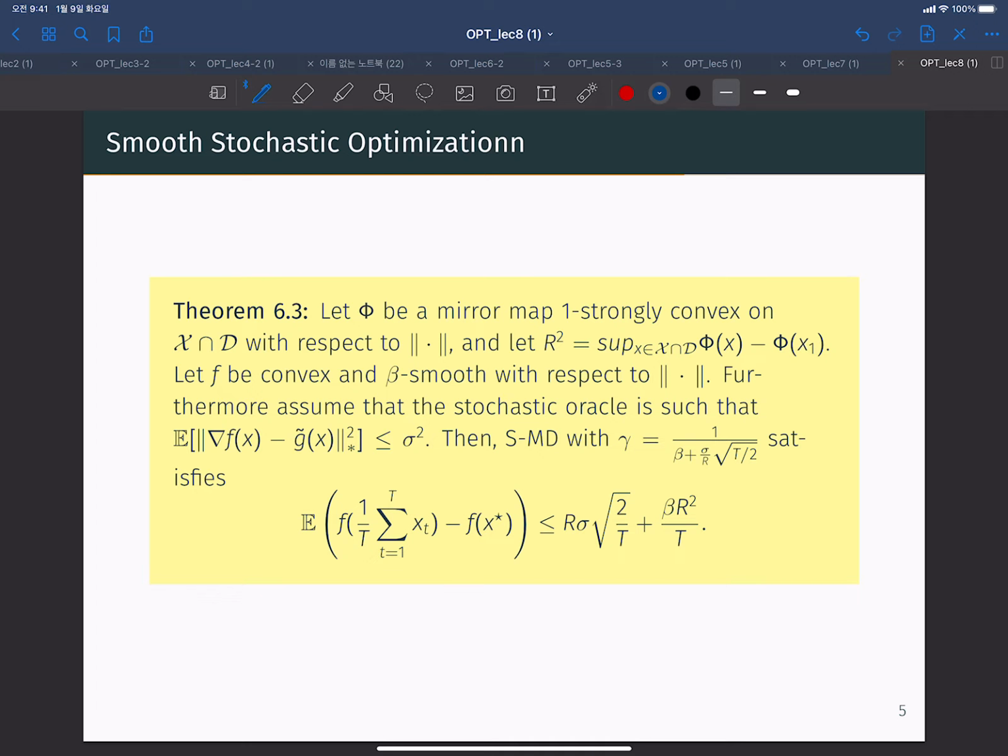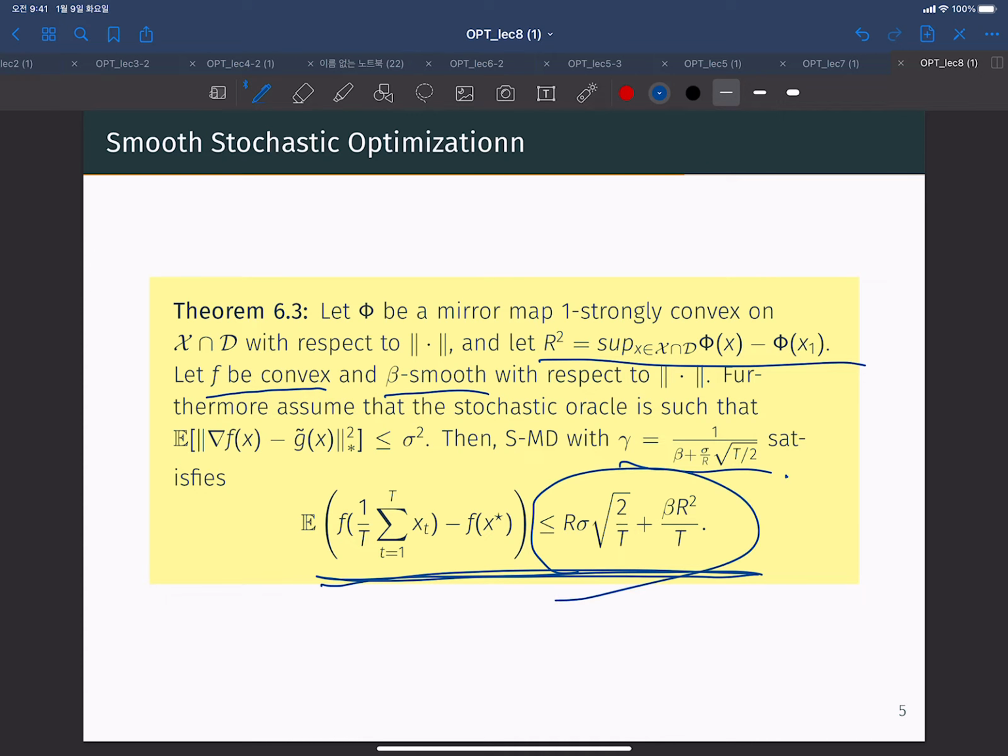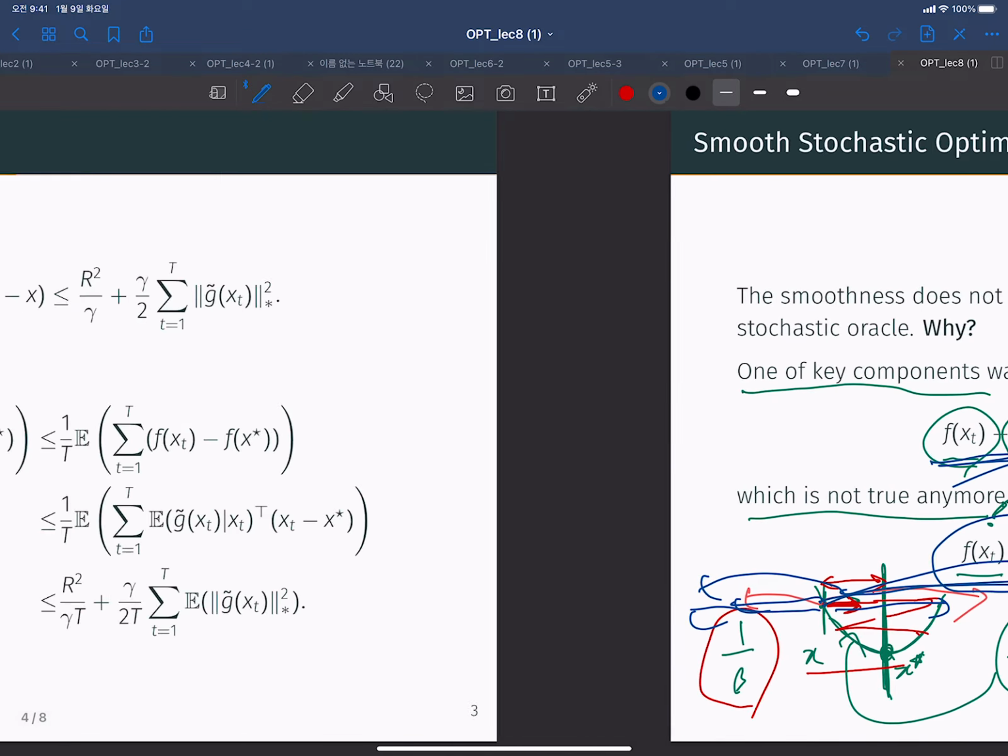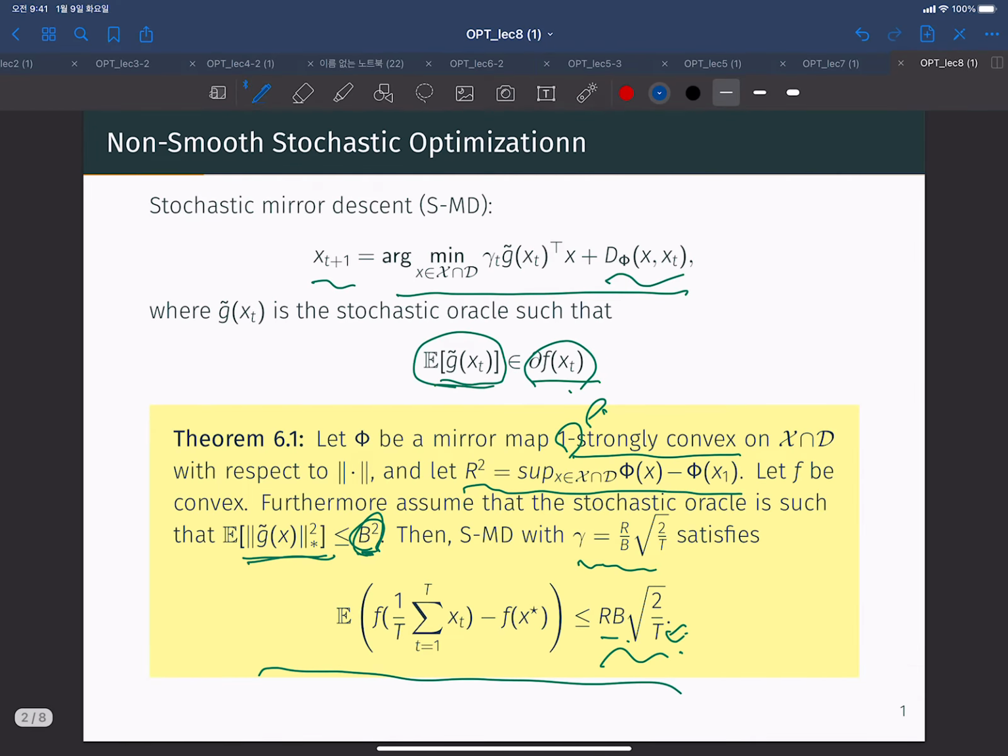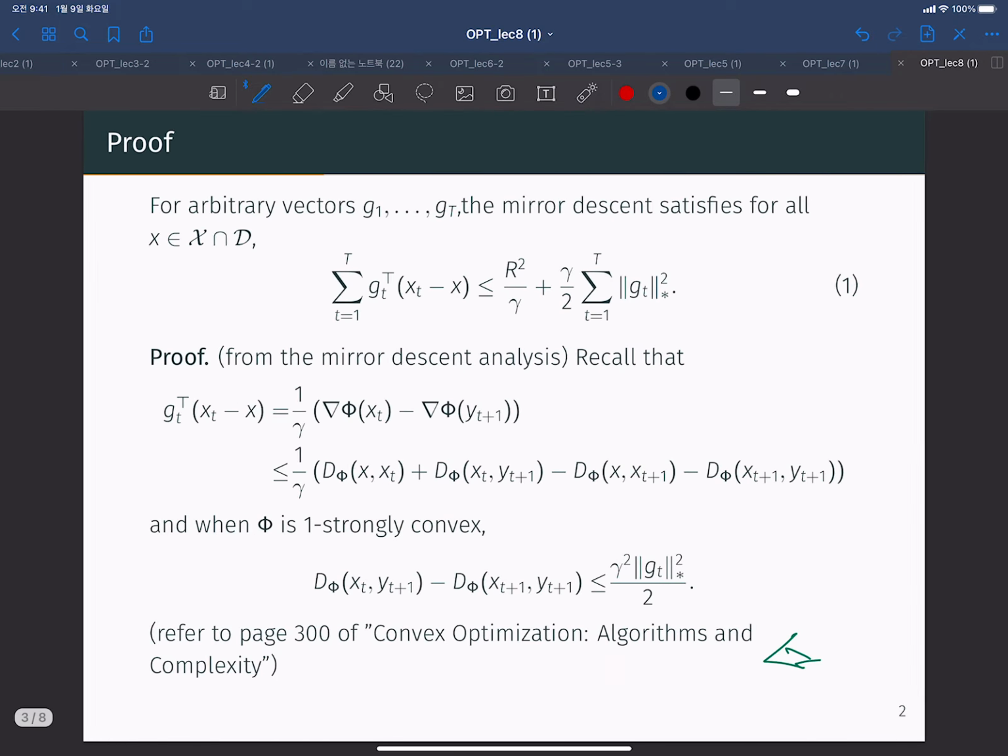Okay, theorem 6.3 also says a very similar thing. When you have the mirror descent algorithm with a one strongly convex function and this diameter, and your objective function is convex and beta smooth, then with this step size, you can guarantee this. When you look at the upper bound, the convergence property is basically the same.